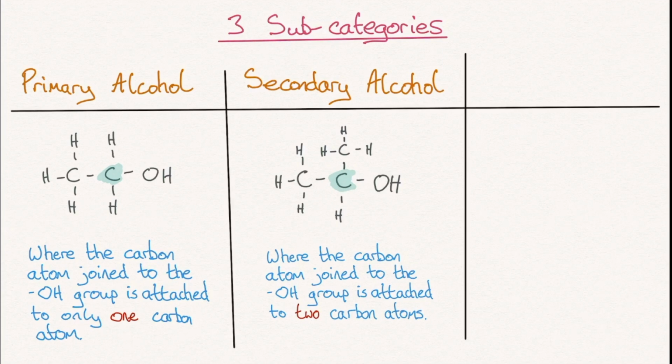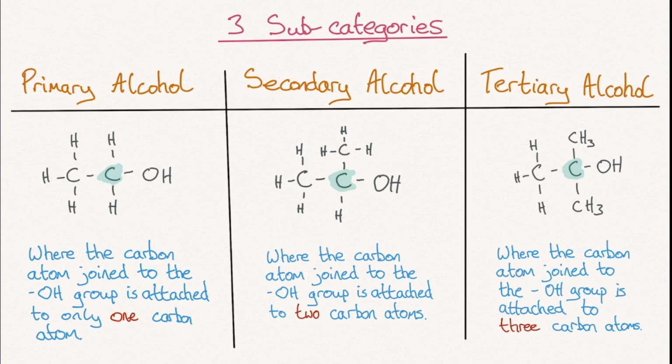Tertiary alcohols are where the carbon atom attached to the OH group is attached to three other carbon atoms. For instance, in 2-methyl propan-2-ol, the carbon atom attached to the OH group has three other bonds. Three of those bonds are carbon atoms, so therefore it is a tertiary alcohol.